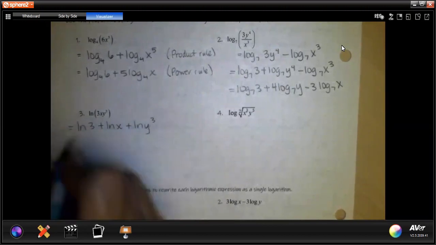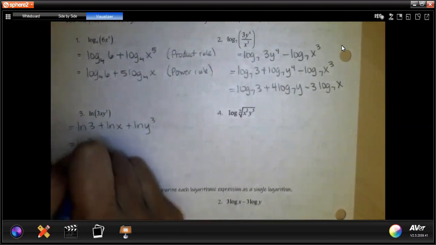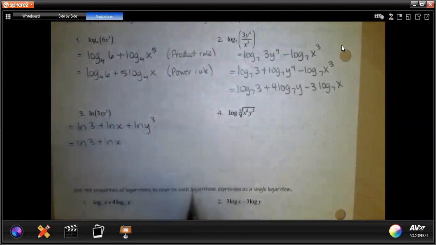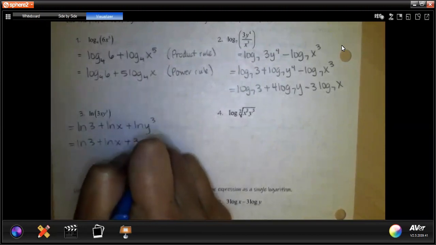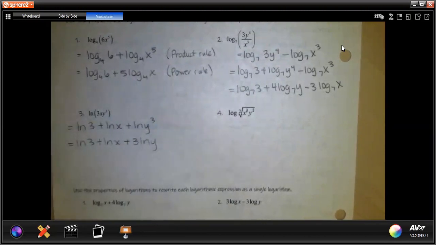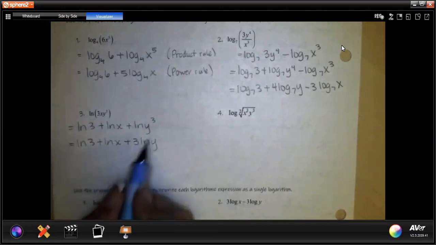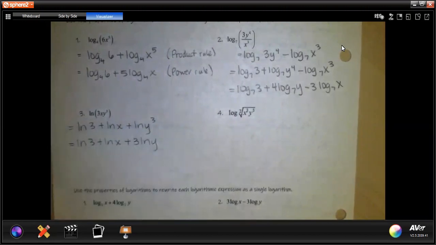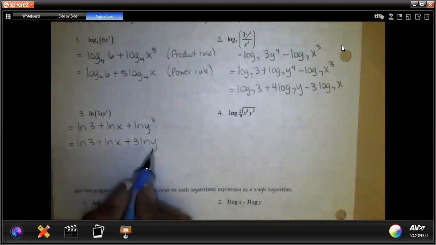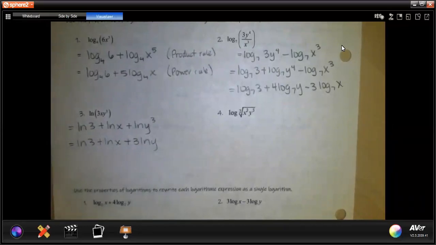Now we want to get rid of this power. So we get natural log of 3 plus the natural log of x plus 3 times the natural log of y. That would be our power property there. And that is fully expanded. So you want to keep going until you can't apply a property again to get it any further.